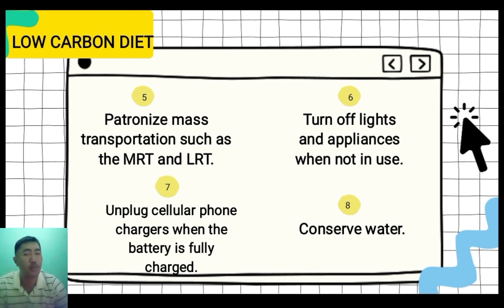And conserve water. Of course, you need to conserve water because water is not available all the time. Even here in our place, sometimes there is no water, especially if it rains, the next day the water supply has a blackout. So it's very important to conserve water, save water for us, so that we will have water. So you need to conserve water.